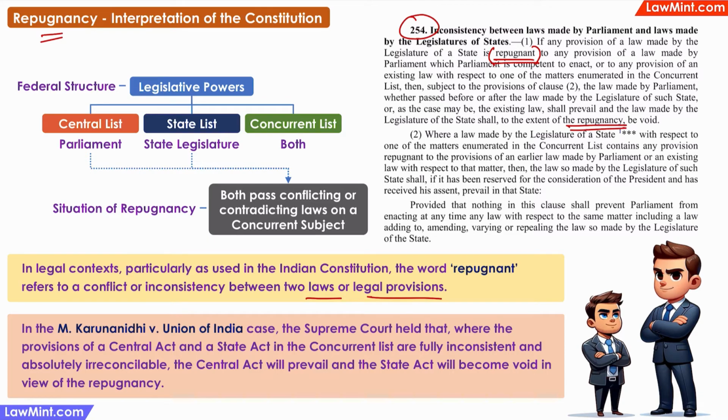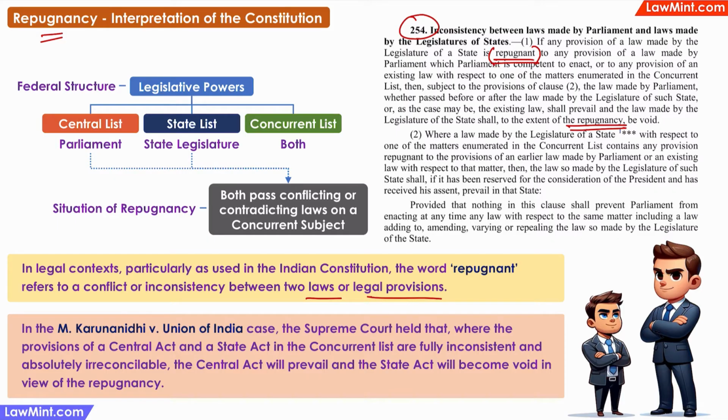In such a situation, the law made by the Parliament will supersede or prevail over the state law, up to the extent of the repugnancy. If only a part of the laws or some provisions are repugnant, then the central law will override the state law only to the extent of those repugnant parts. But if there is a complete repugnancy between the two laws, that is, there is a complete contradiction or a complete conflict, then the central law will fully override the state law.